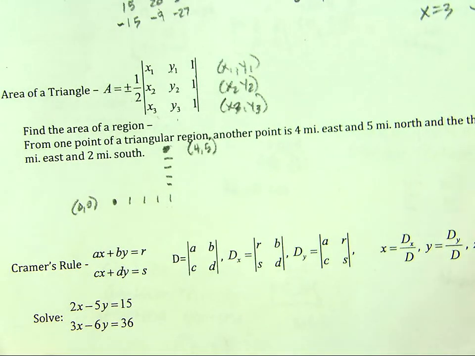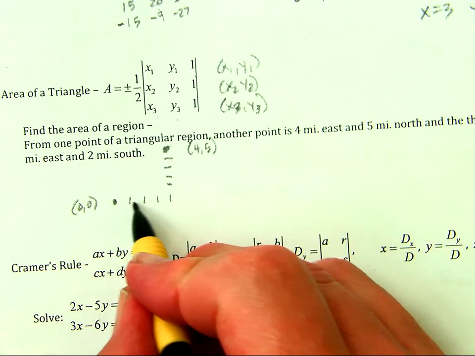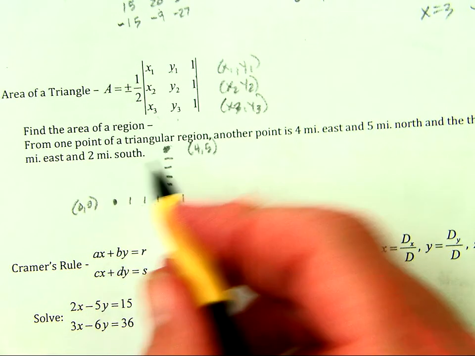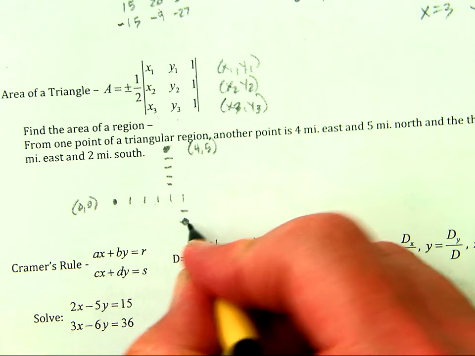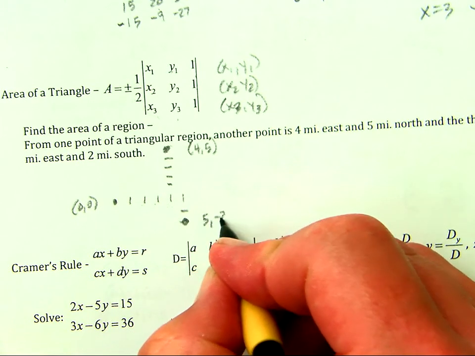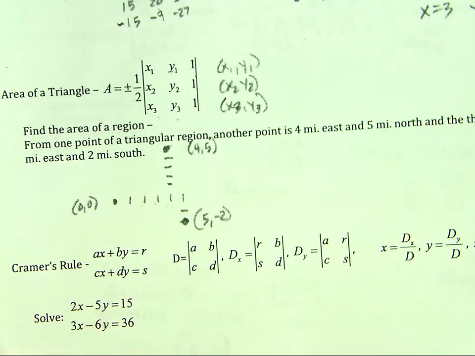Now there's a third point, 5 miles east. So 1, 2, 3, 4, 5 miles east and 2 miles south. So that's right 5 and down 2. So here's a point here. So that would be right 5 and down 2. That's the point 5, negative 2.